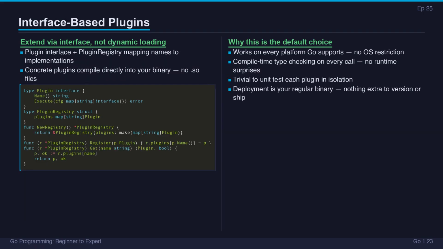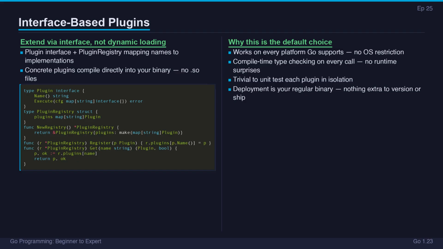The pattern that actually gets used: define a Plugin interface with Name() string and Execute(config map[string]interface{}) error, and a plugin registry that maps names to implementations. Anything satisfying the interface registers itself with Register, and callers look plugins up by name with Get. Concrete plugins are just ordinary Go types compiled directly into your binary. A logging plugin, a metrics plugin, whatever you need, each implementing Name and Execute. There's no dynamic loading at all. Extensibility comes from the interface boundary, not from the file system.